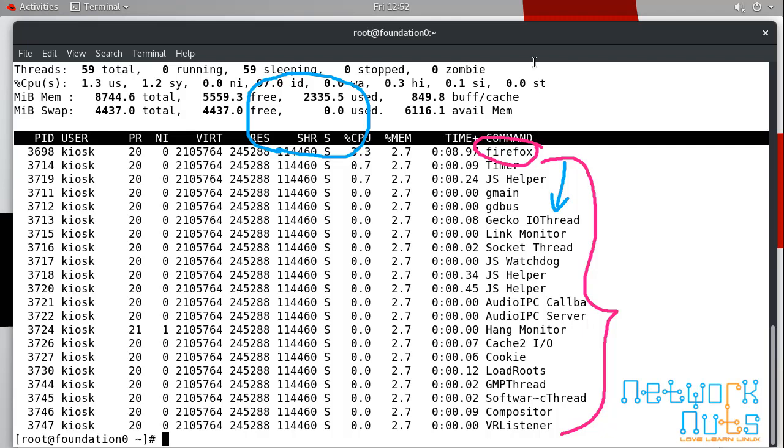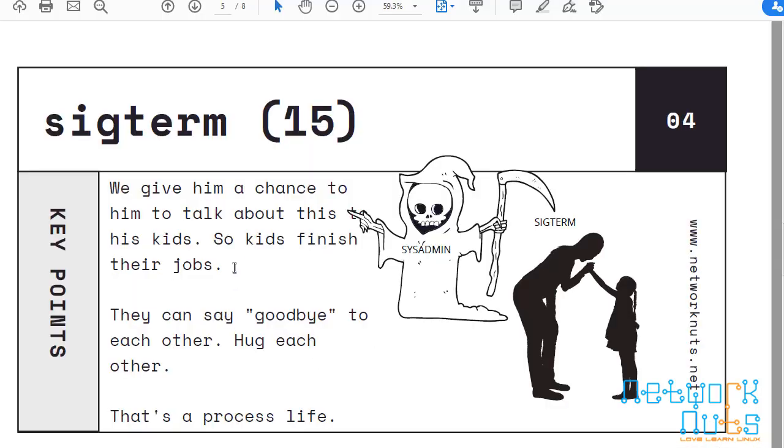And with the signal terminate, Firefox will also ask the threads, does anyone want to come with me? Under the signal terminate, now this is important, what happens? When we are giving the signal terminate, what exactly am I doing? I'm giving Firefox a chance to talk to the kids, so the kids can finish the job, they can say goodbye, they can hug each other. That is how a process lives.